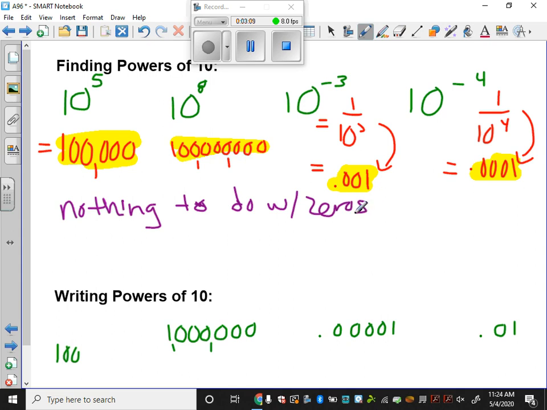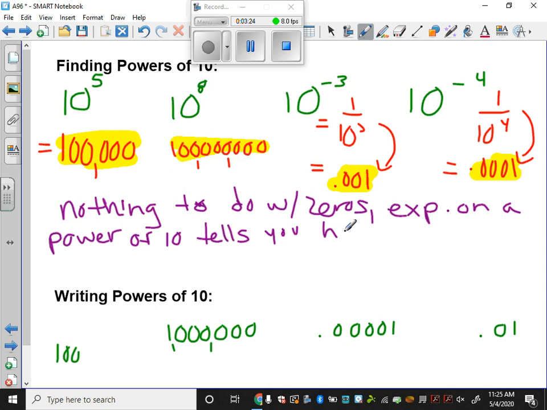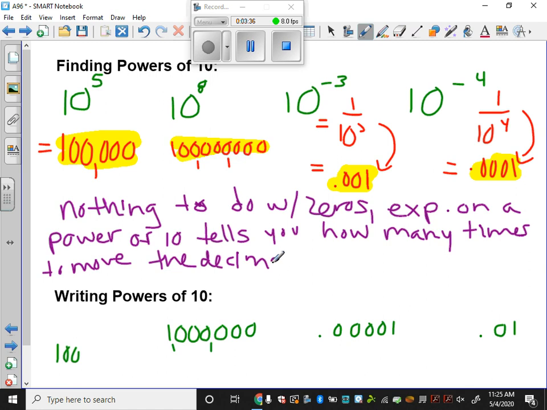Nothing to do with the number of zeros. But the exponent on a power of 10 tells you how many times to move the decimal on the number 1 left or right. And I apologize, my handwriting's really messy. So it's all about place value.